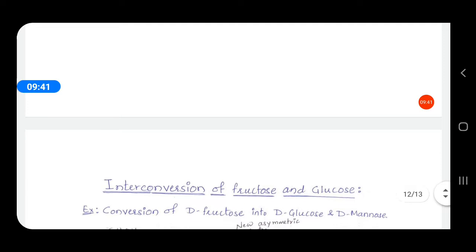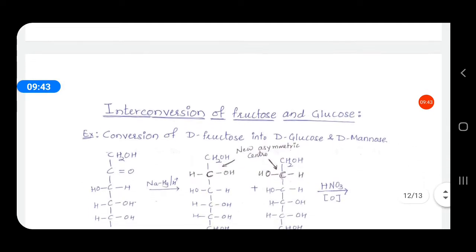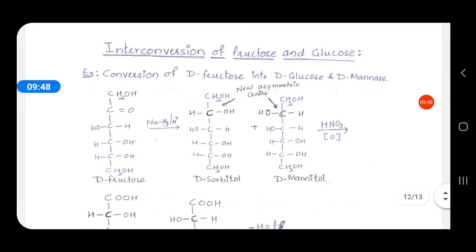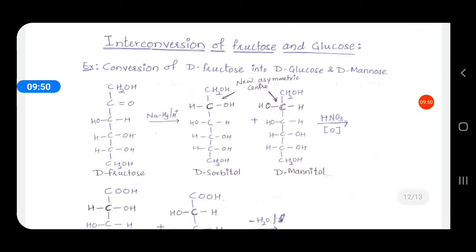Next, see the interconversion of glucose and fructose. First one, conversion of fructose into D-glucose and D-mannose, because both are isomers of each other. So when fructose is converted into aldose, means ketose is converted into aldose, two isomers are formed and they are glucose and mannose.